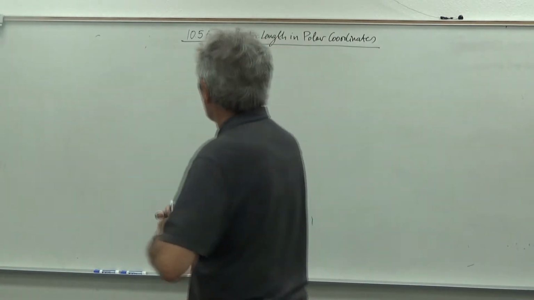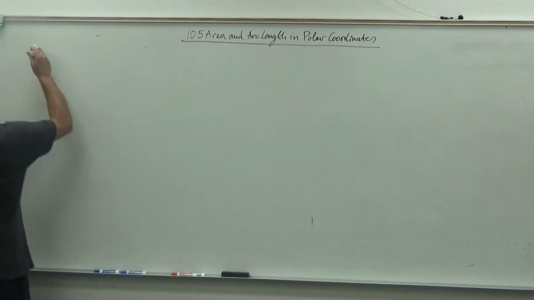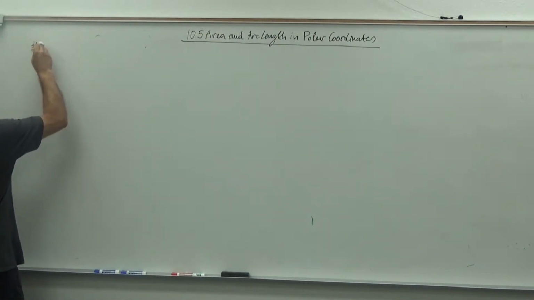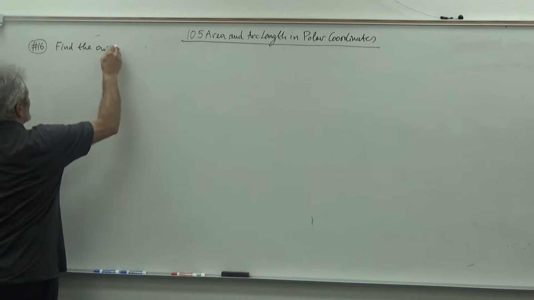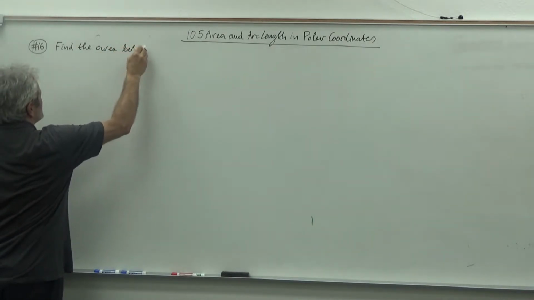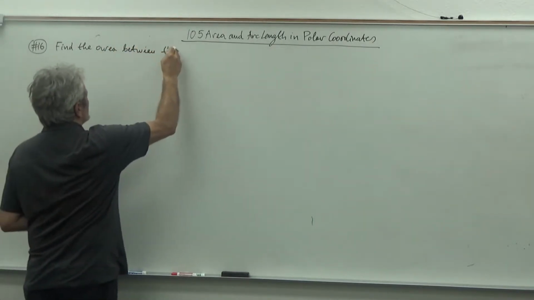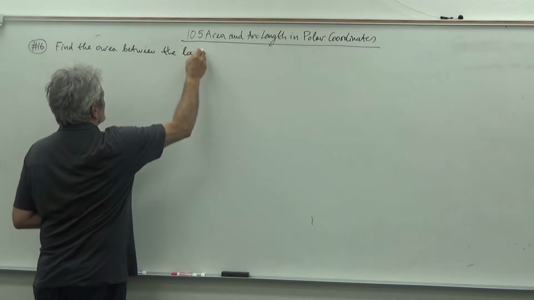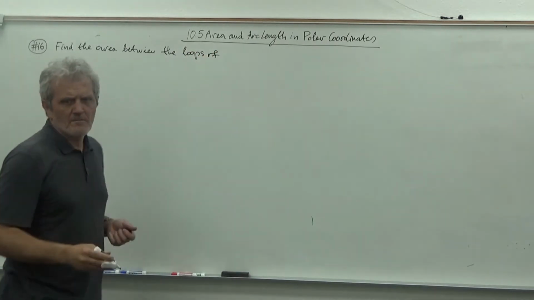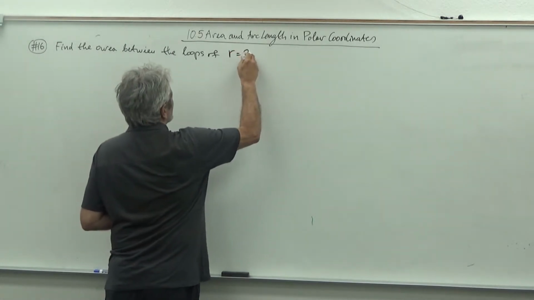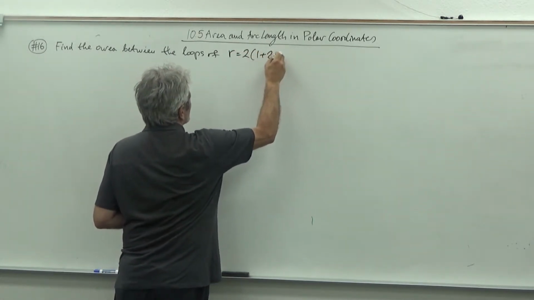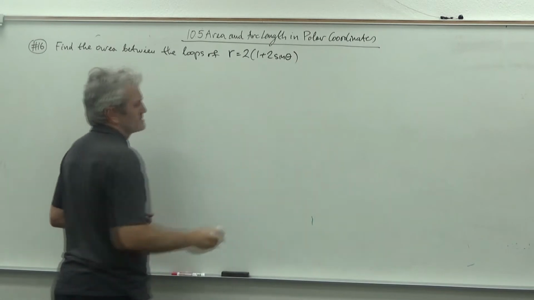So our next problem is problem number 16. Find the area between the loops of r equals 2 times (1 plus 2 sine theta).